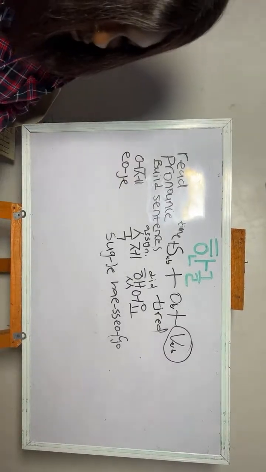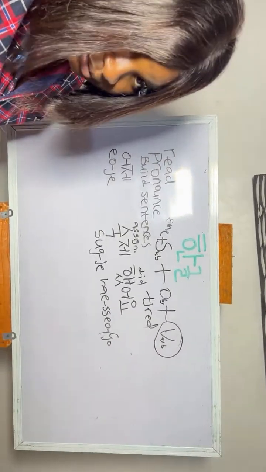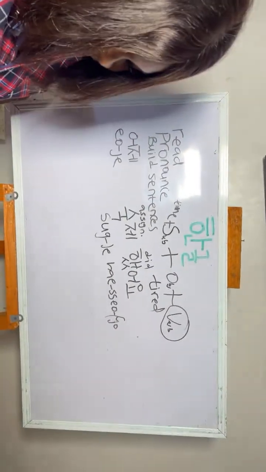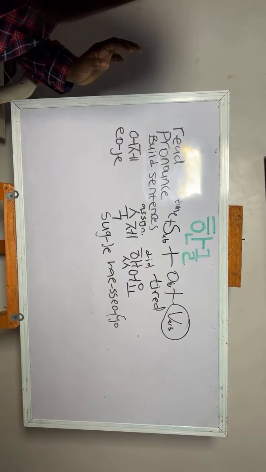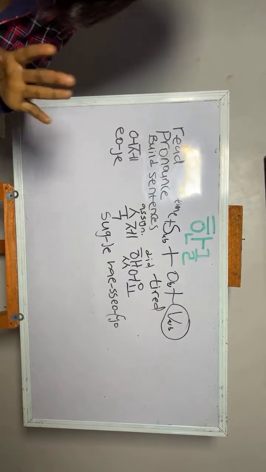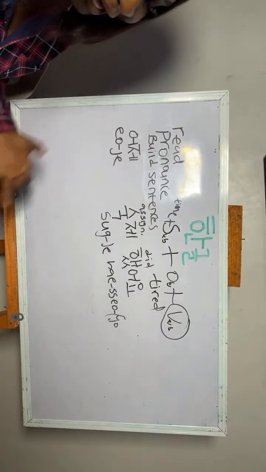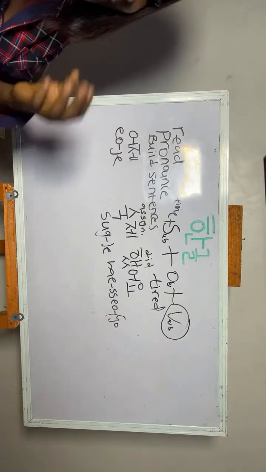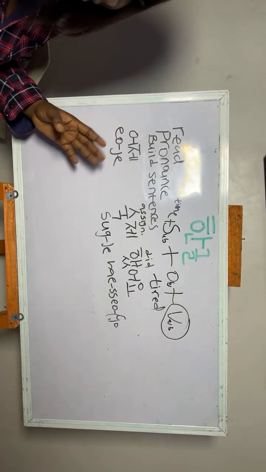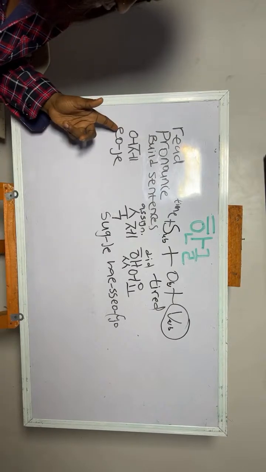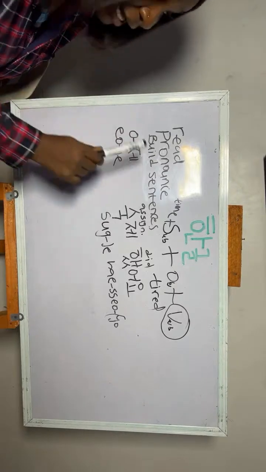어제. 어제 for yesterday. 어제 meaning yesterday. So this is a time word now. Yesterday, today, 3 o'clock, last week, next year. Those are time words. So 어제 comes here. So now this is a sentence on its own without subject.